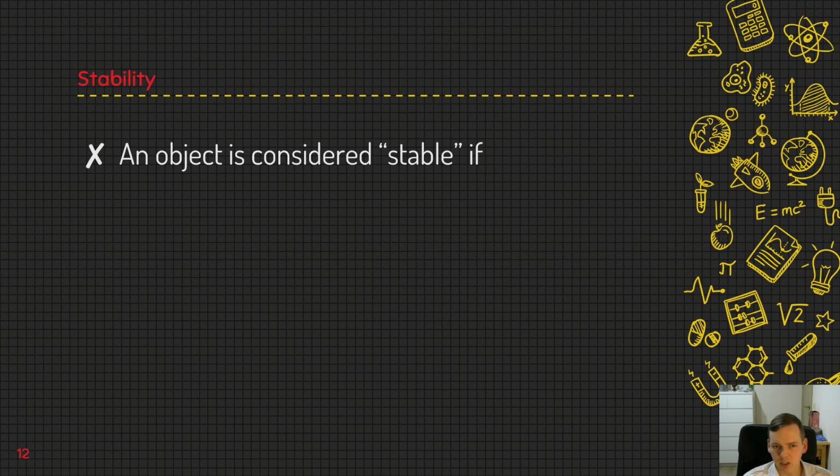The last thing I want to touch on is stability, and that is an object is considered stable if its center of mass is located above its base. So a pyramid, the center of mass is right here. And so if we look, it's located above the base, so it'll stand upwards.